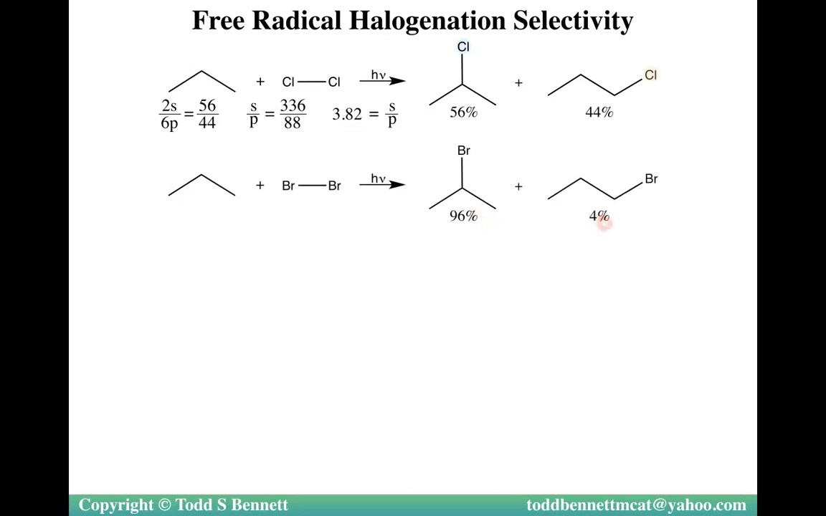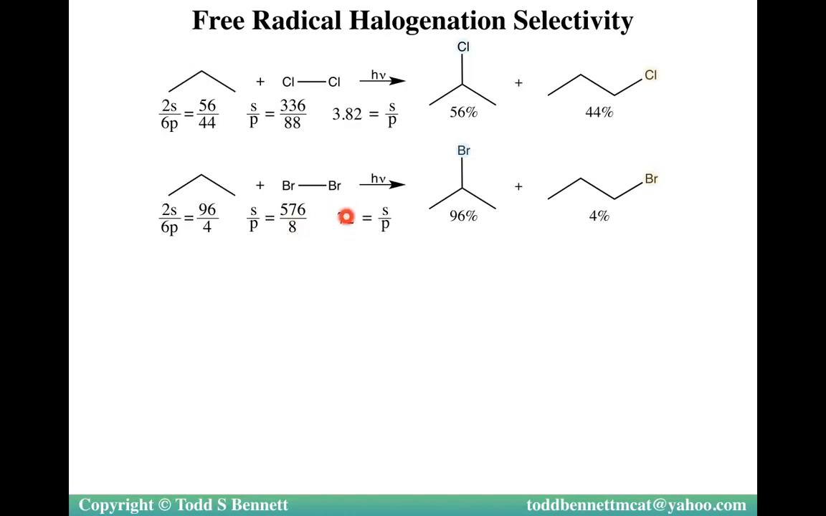We end up with 96 and 4, so we set up the same equation: 2 over 6 times the secondary over primary ratio equals 96 over 4. So multiply 6 on top on both sides, divide by 2 on both sides, and you end up with 96 times 6, so 576, divided by 2 times 4, 8. Dividing through, you'll notice this is going to be just under 75. So around 72. So bromine is in fact more selective.